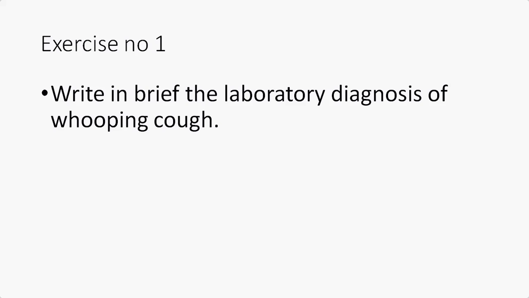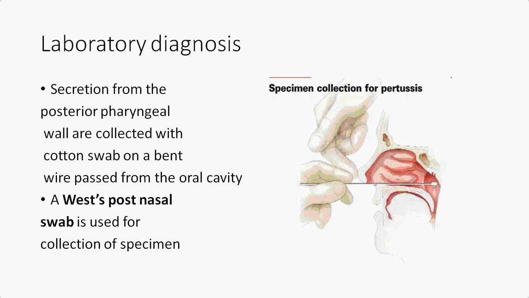Exercise number 1: write in brief the lab diagnosis of whooping cough. The lab diagnosis starts from sample collection. The secretions from the postnasal or pharyngeal wall are collected in a cotton swab on a bent wire passed through the nasal cavity or oral cavity. This is the way we need secretion from the posterior pharyngeal area. We don't want an anterior nasal swab or any throat swab. We need posterior pharyngeal swabs or secretions.